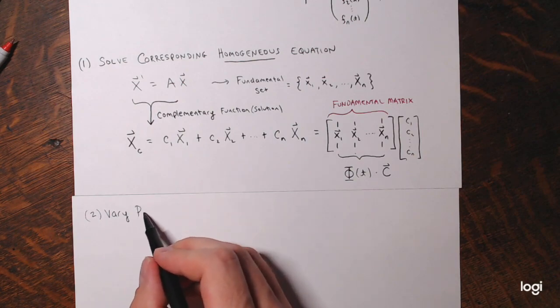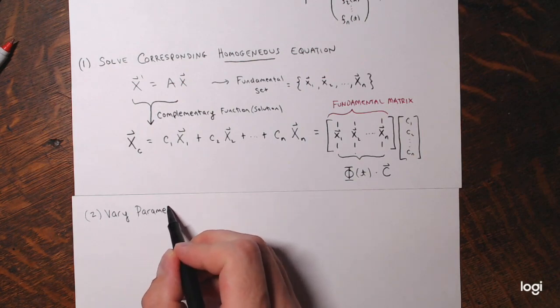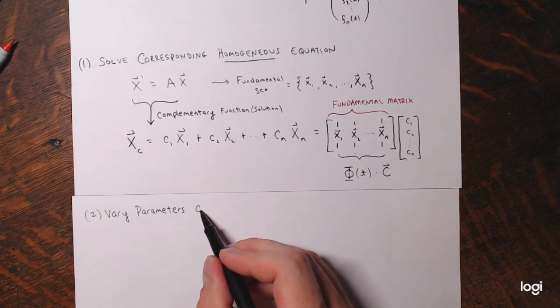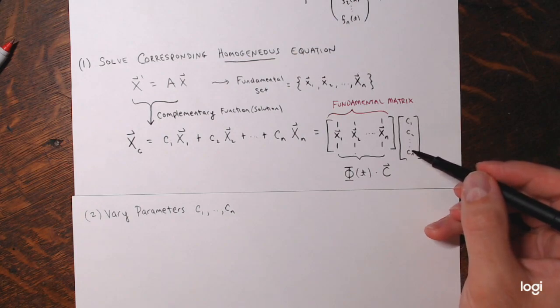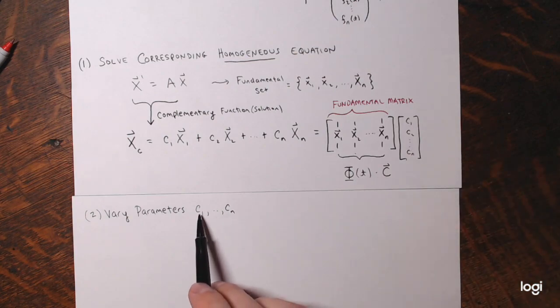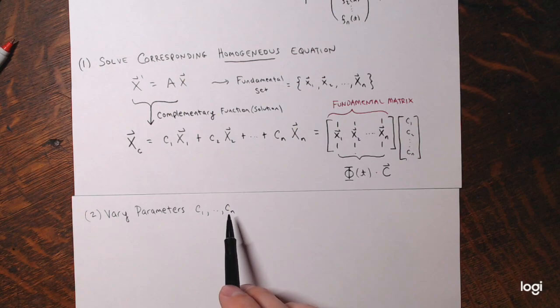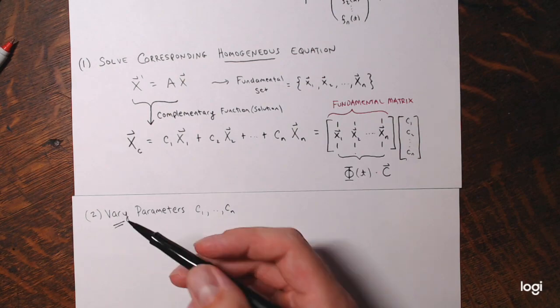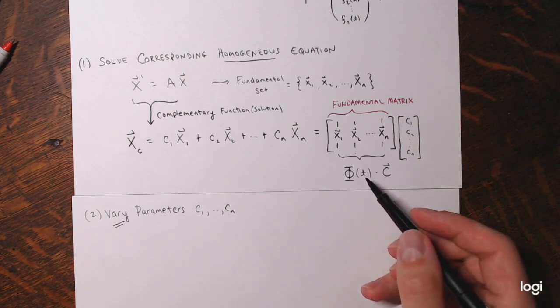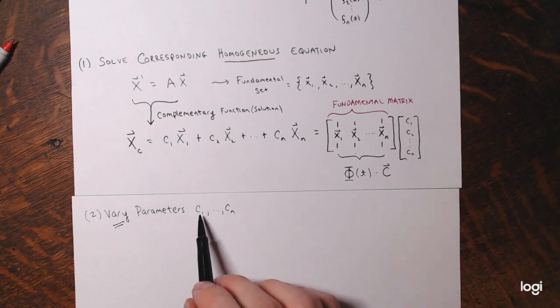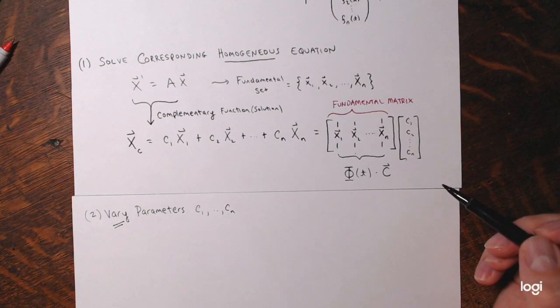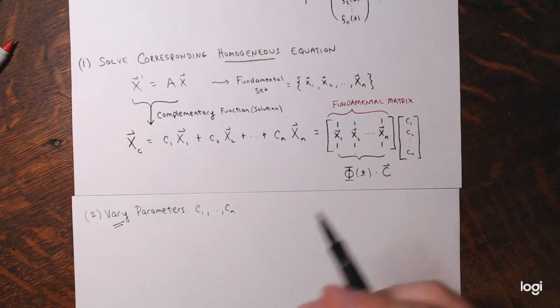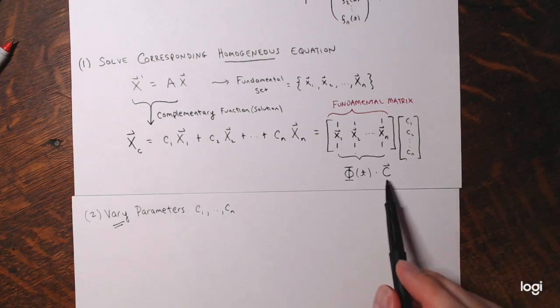Vary the parameters. Now the parameters are again c1 through cn, right? These constants. So what's happening is, instead of these being constants, I'm going to let them vary as the independent variable t changes. So I'm going to change all these constants into functions of t, and we get a totally new looking expression here.